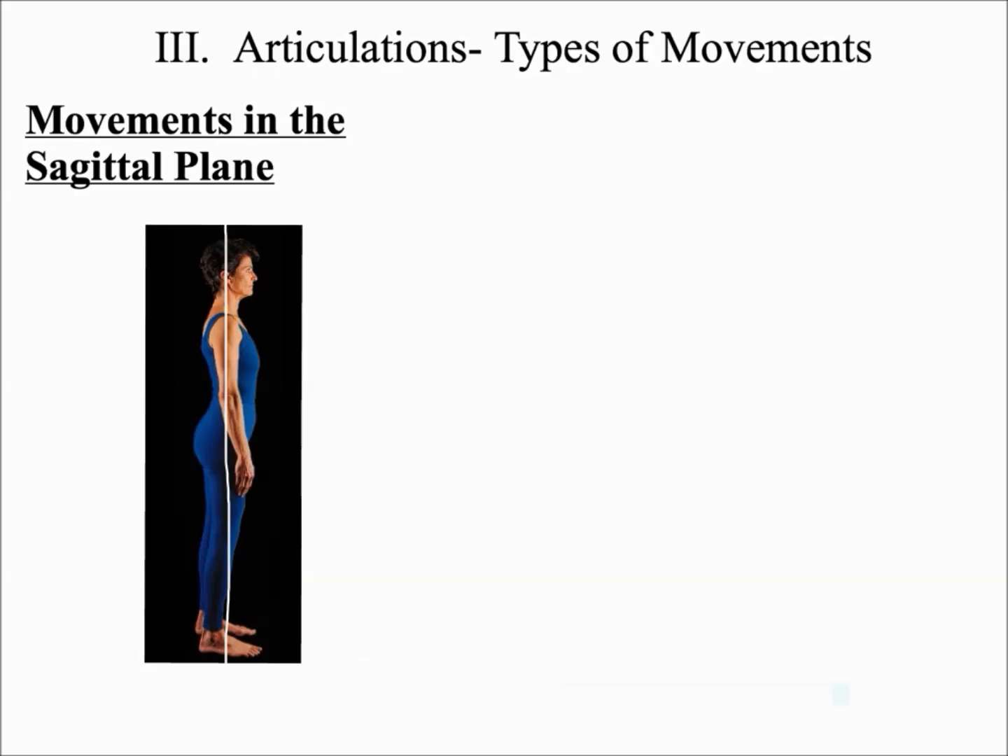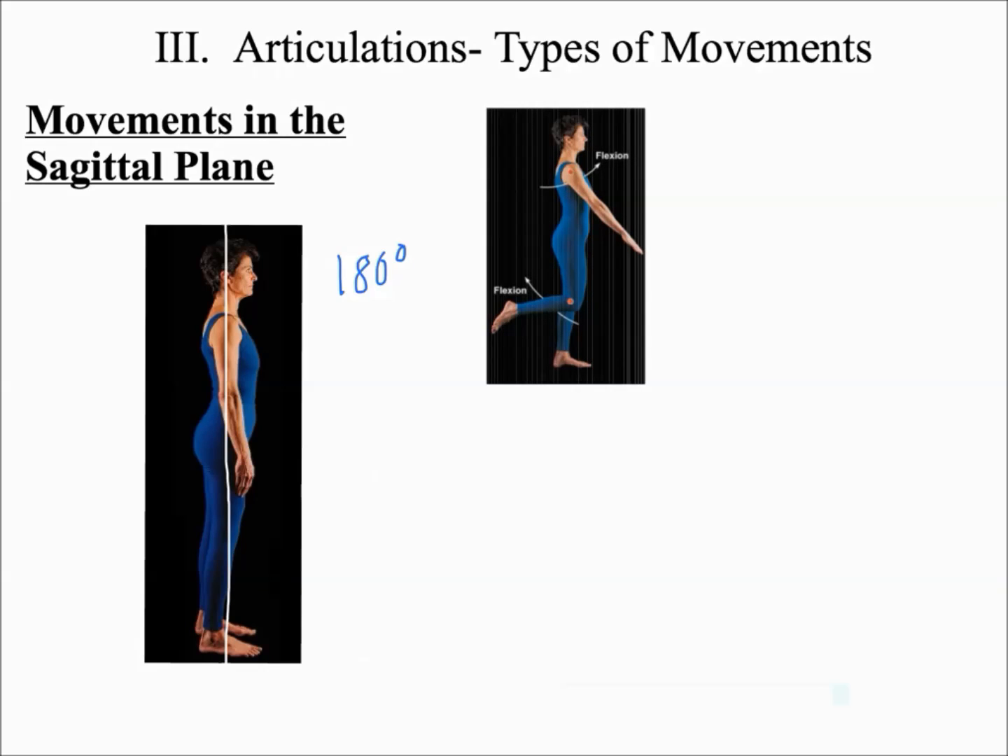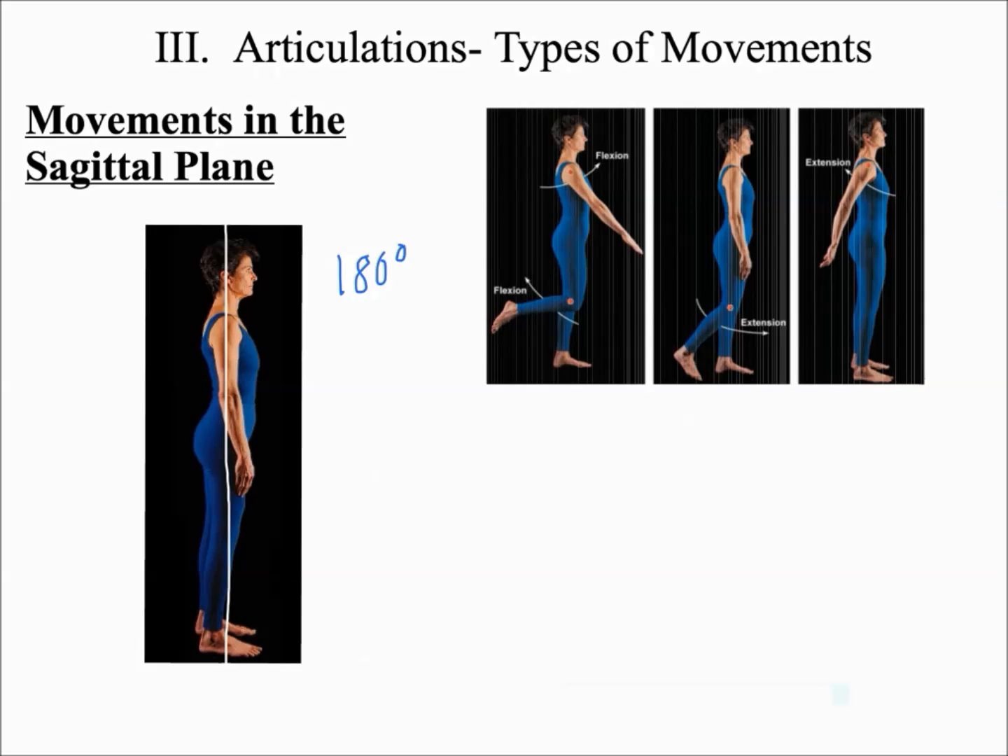The way that we describe movements in the sagittal plane is by looking at the joint angle. The straight white line that you see represents 180 degrees. Movements from 180 degrees to 0 are called flexion. Movements from 0 degrees to 180 are called extension. And finally, movements greater than 180 degrees are called hyperextension.